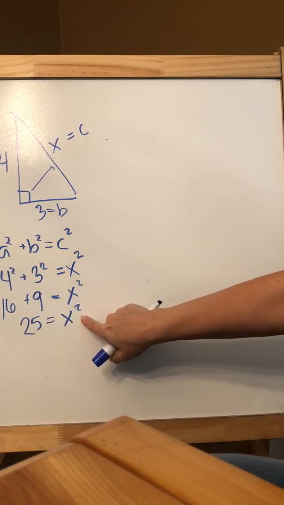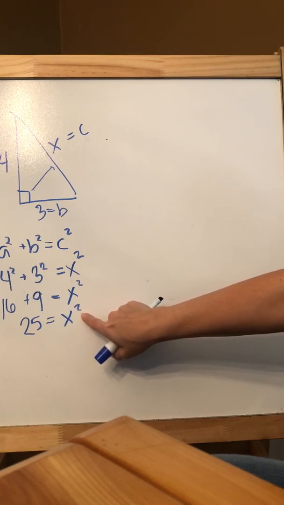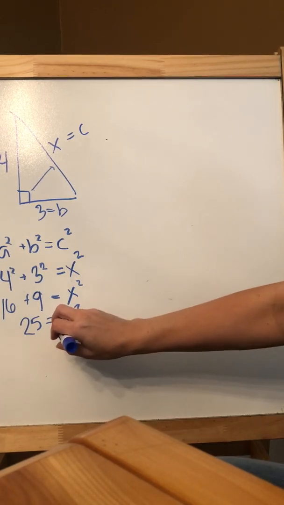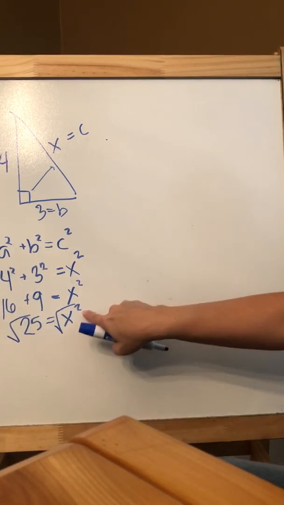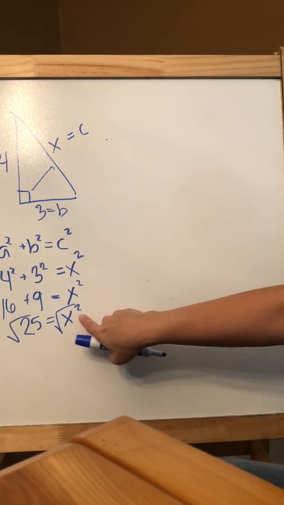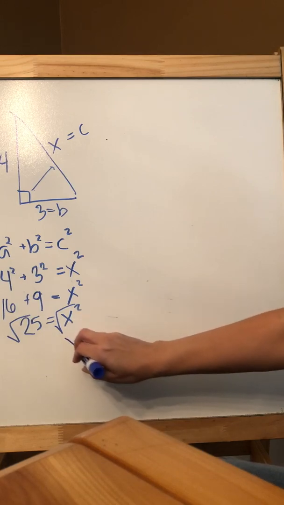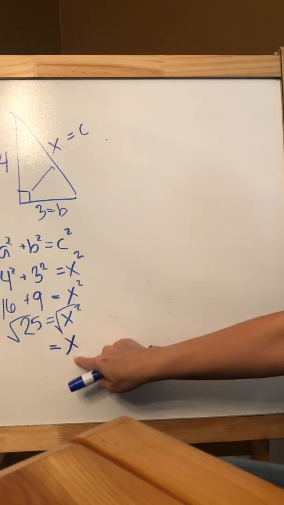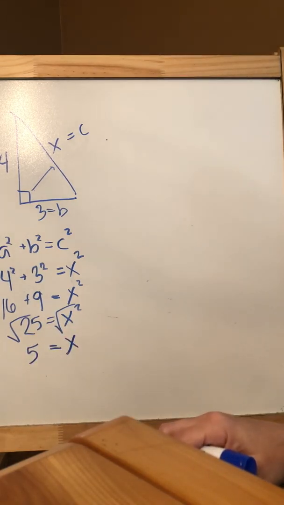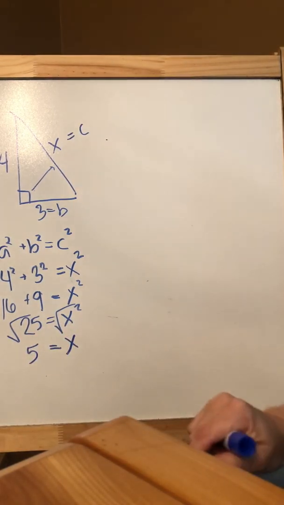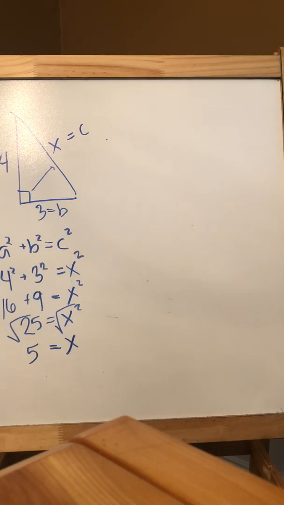How do you get rid of a squared exponent? How do you get rid of an exponent? Well, you take the root of it. So we're going to square root both sides. And if you take the square root of a squared value, that cancels out. So we're just left with x. And here, the square root of 25 is 5. So 5 equals x. So our value here for x is 5. Let's look at another one.